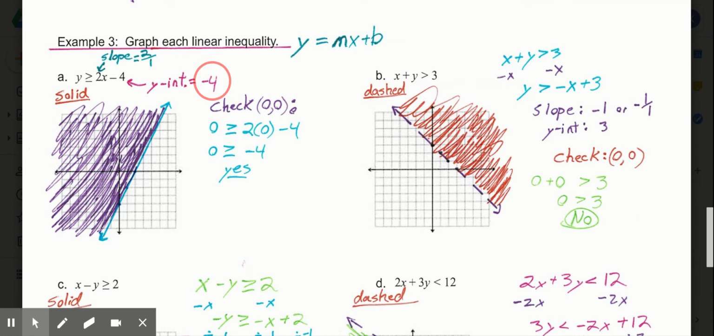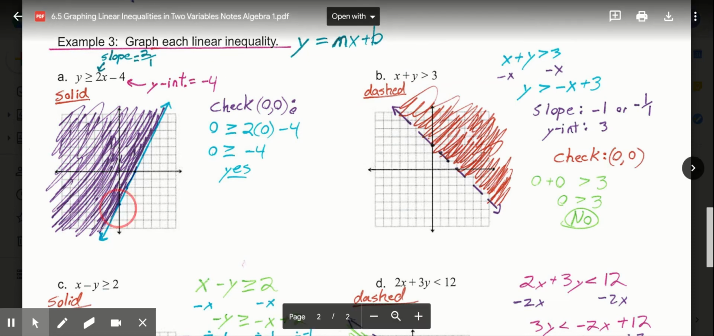So when we draw our line, we start at our y-intercept. So we start at 0, negative 4. Then from that point, we move our slope to figure out the next point in our line. So from 0, negative 4, we would go up 2, right 1.